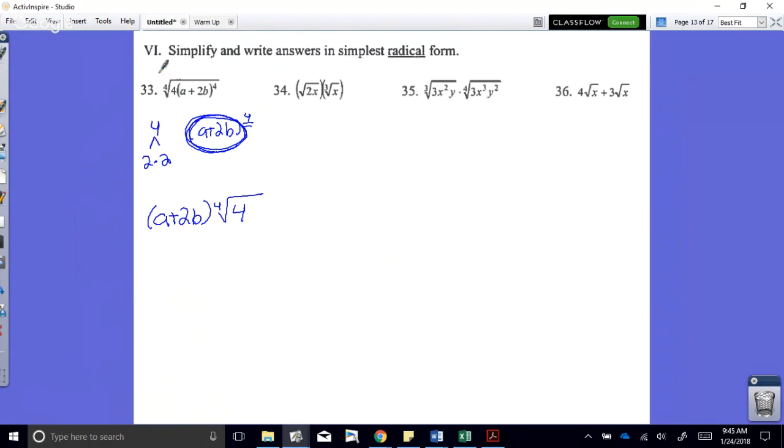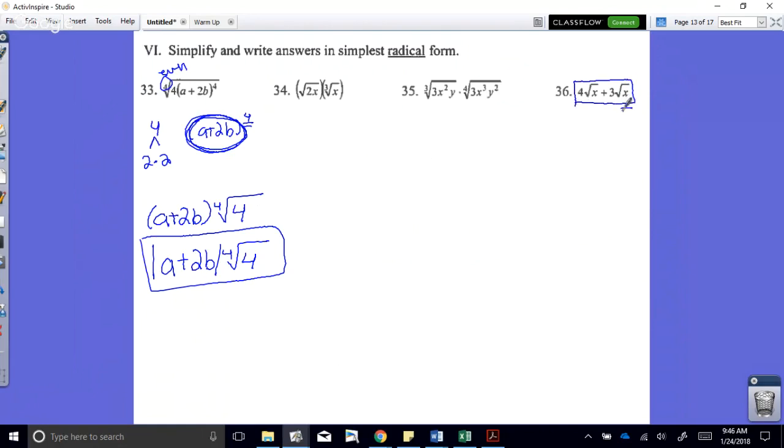Okay, if you notice again, even, we're going to slap absolute values around the A plus 2B. I'll leave the 4th root of 4. Okay, 36, let's look at. It's an addition problem. To add, we have to have the same ending. And root x, so 4 root x plus 3 root x just gives me 10 root x.